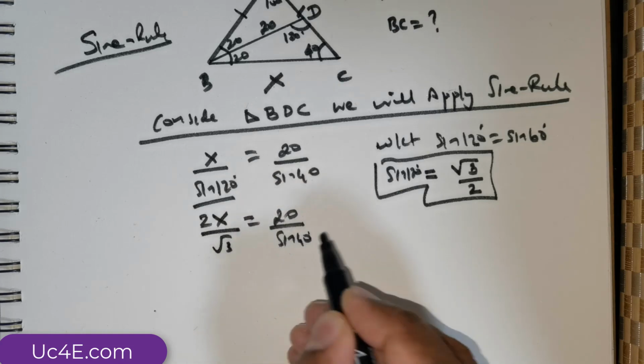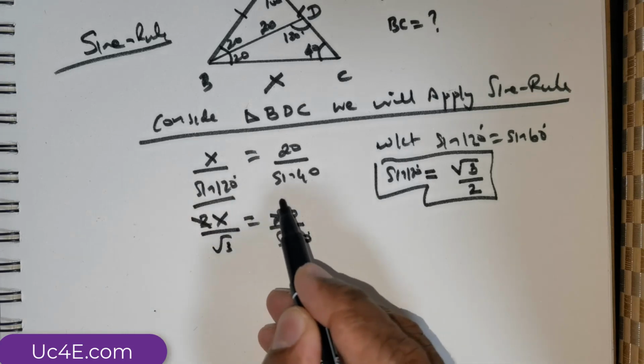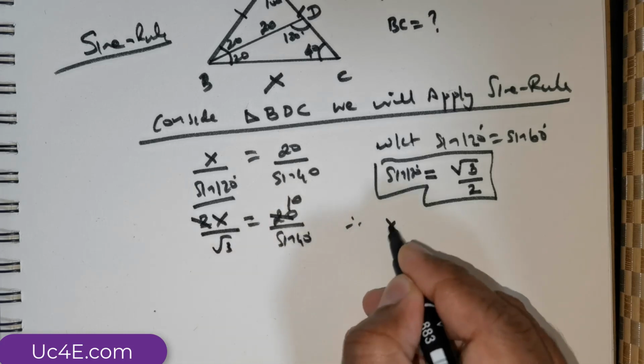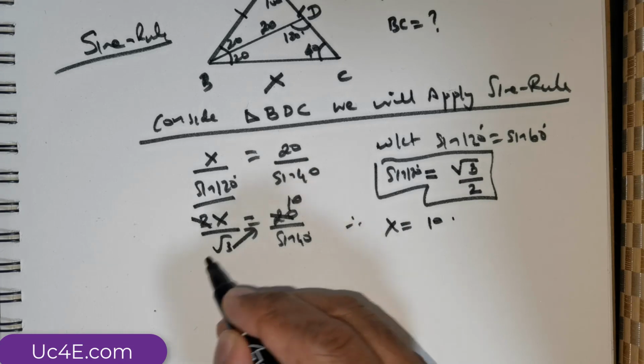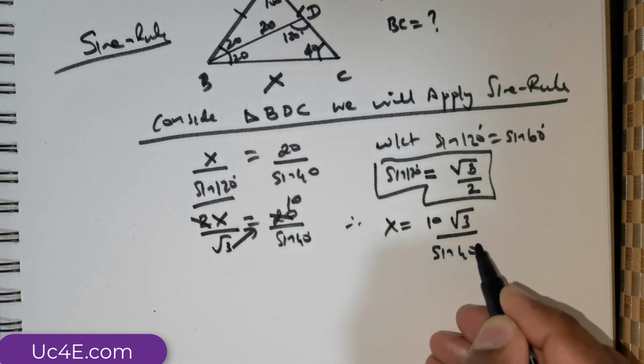I'm not going to touch sine 40 as of now. Now this 2 can reduce this 20. That's going to be 10. So X is going to be, I'm cross multiplying this root 3, 10 times root 3 divided by sine 40.